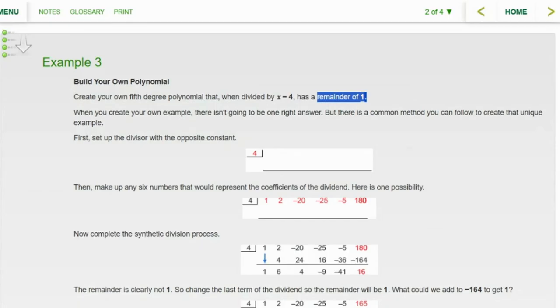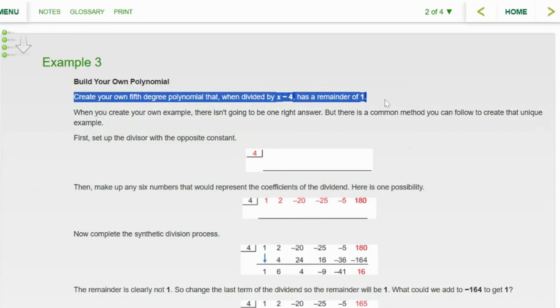This is an interesting one. Create your own 5th degree polynomial that when you divide by x minus 4 has a remainder of 1.